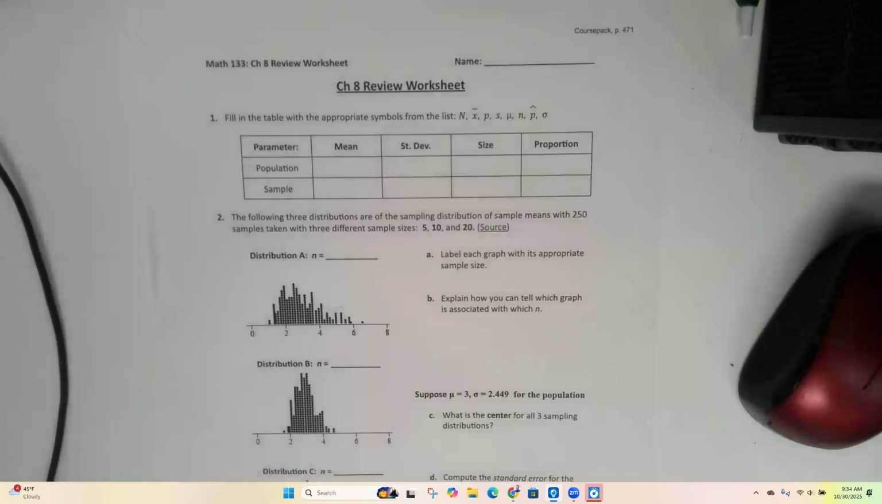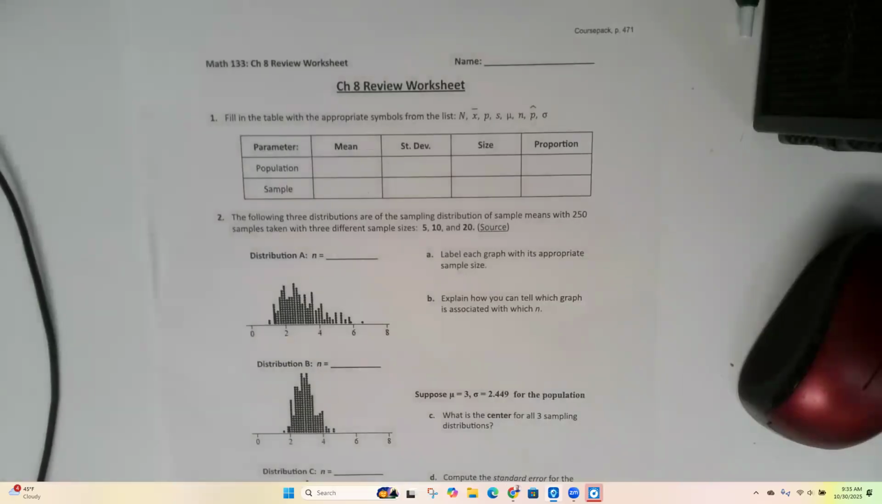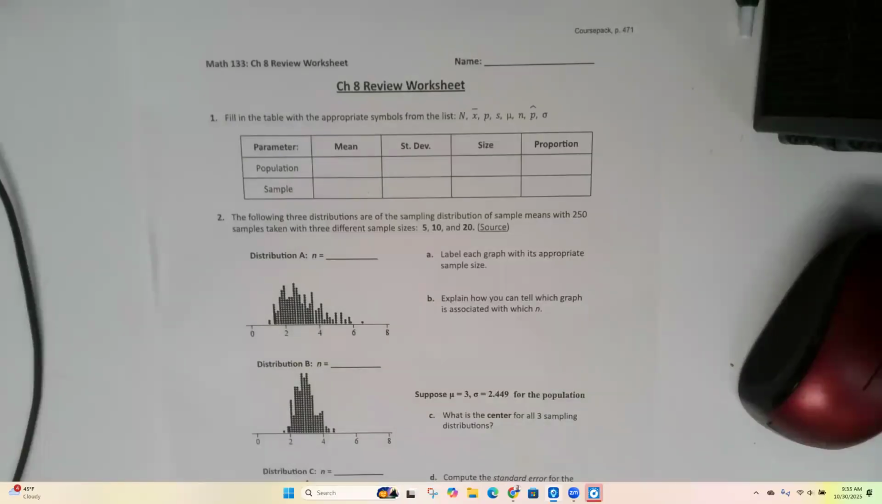So in chapter 8, we talked about the central limit theorem for means. We also talked about the central limit theorem for proportions, okay? And for the most part, they're very similar. There are some minor differences. But anyway, if you satisfy the central limit theorem, then you can say that your sampling distribution is approximately normal, right? So it doesn't matter what the original population was. The original population could be very skewed, but that's okay.